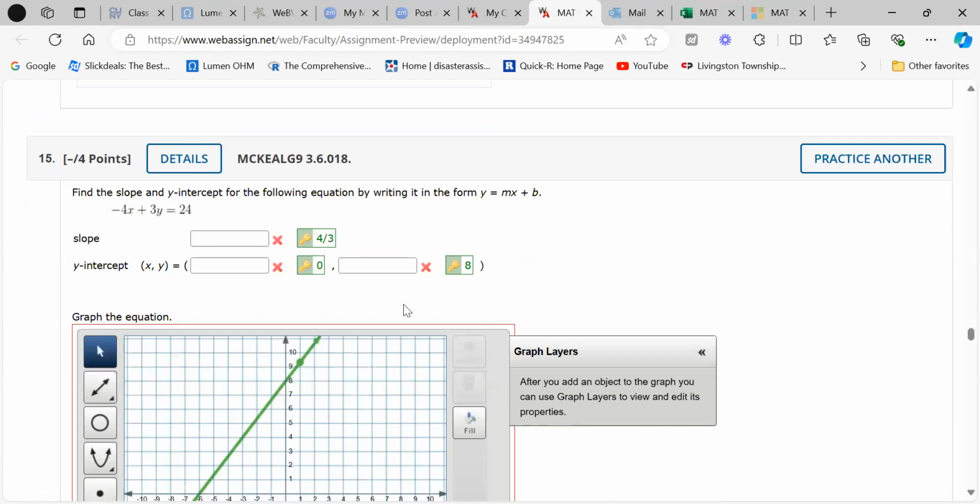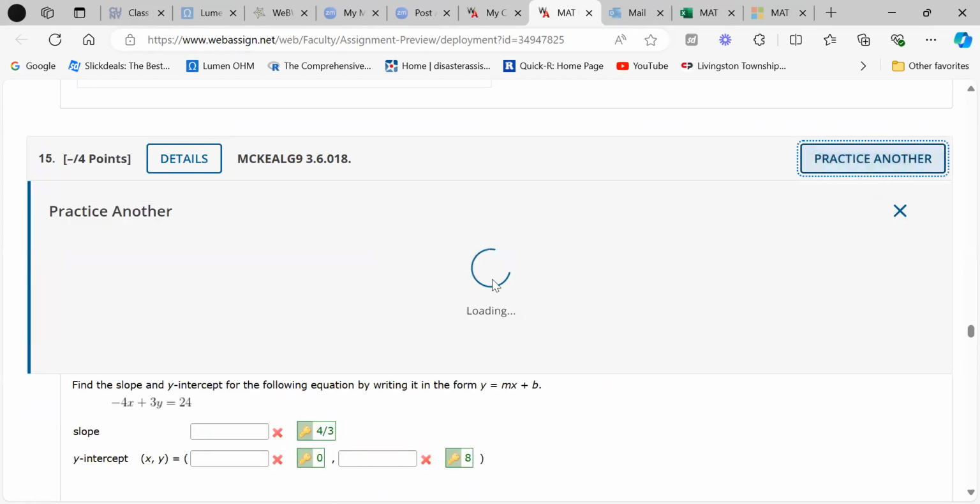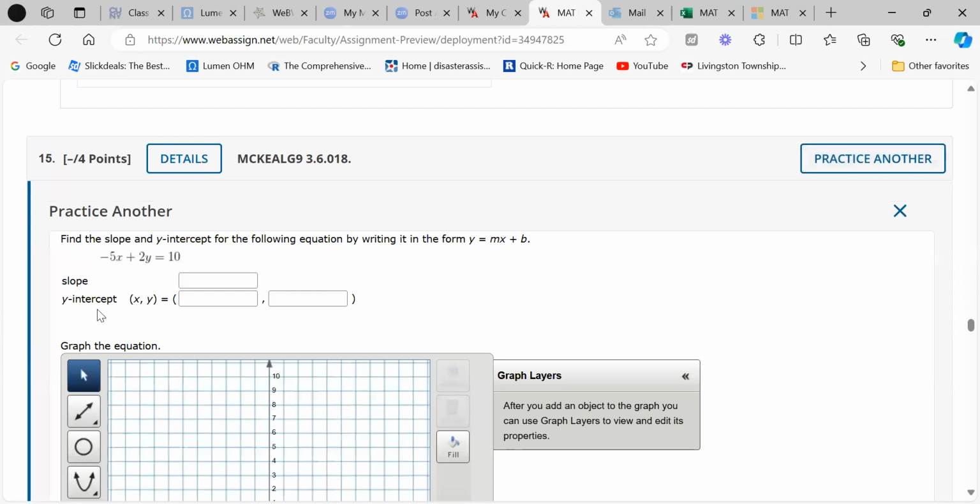Now let's try question 15. So this one, again, find the slope and the y-intercept, right? Slope and the y-intercept. So you need to convert it, and after that we graph the equation. So then let's try really quickly. Locate the slope and the y-intercept.